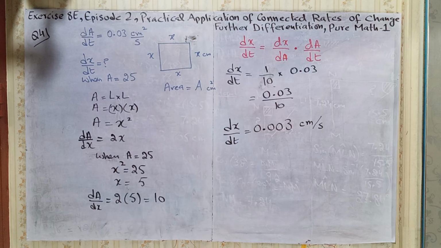Let me check the answer. 0.003 centimeters per second, so my answer is right. We used the chain rule and found the value of dx by dt. So this is how you will do question number 4. I hope you understand.